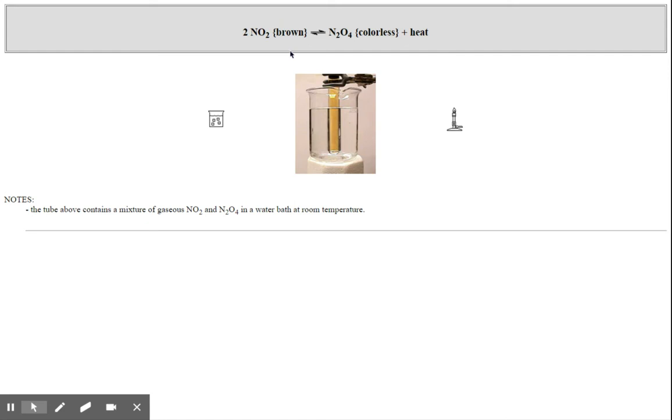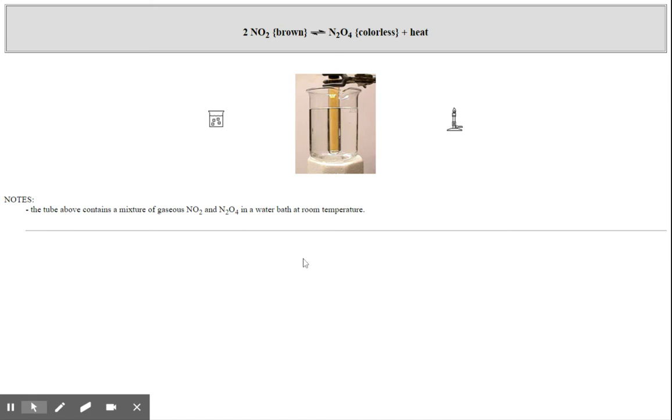And we have some stresses. So as of right now, I would write down the name of the equilibrium system. That is the nitrogen dioxide system. And I'd write down the chemical reaction. Then for observations, you are just writing down what the stress is and what you see.